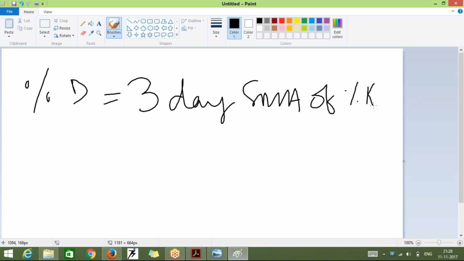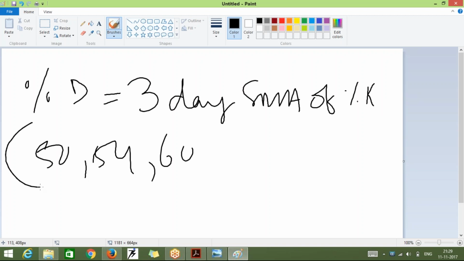Now, coming to percentage D. Each day we need to compute percentage K. Let's say percentage K is 50. We have computed percentage K as 50, 54, 60. This is what we calculated in our previous explanation. Now what percentage D does is take the 3-day simple moving average of percentage K.